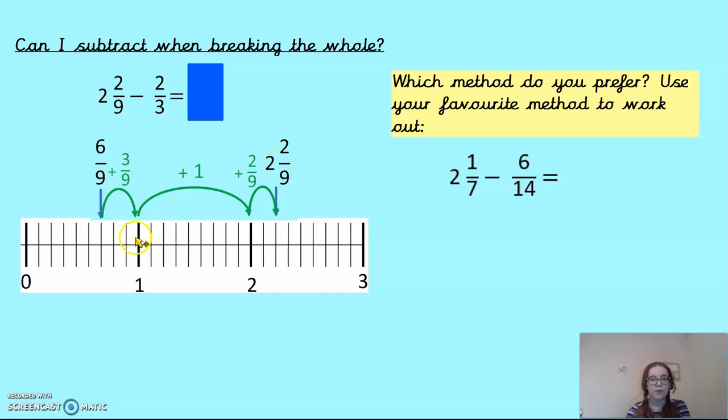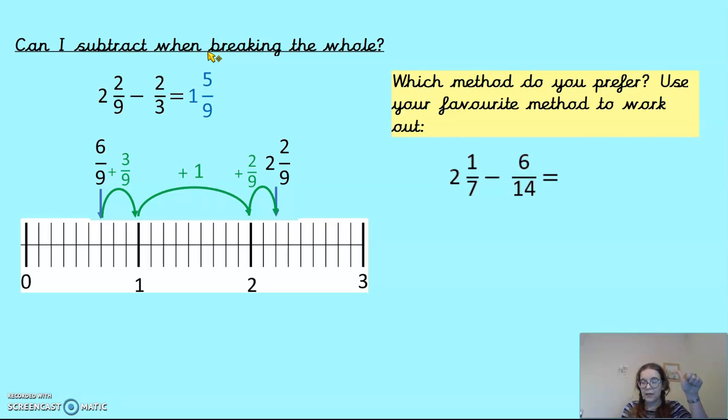So if I do a jump to 1, that's going to give me 3/9. Then I could do another jump to 2 because I don't need to count them all, and that's going to give me 1 and 3/9. And then I'm going to add another 2/9, and that's going to give me 1 and 5/9, which is my answer.